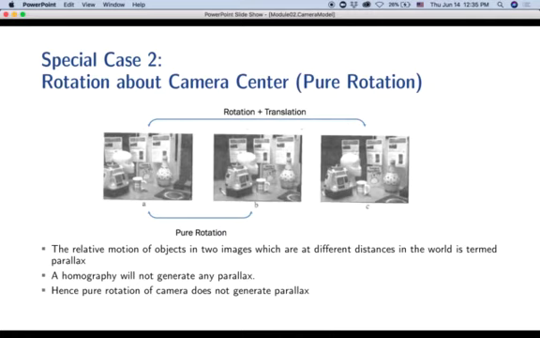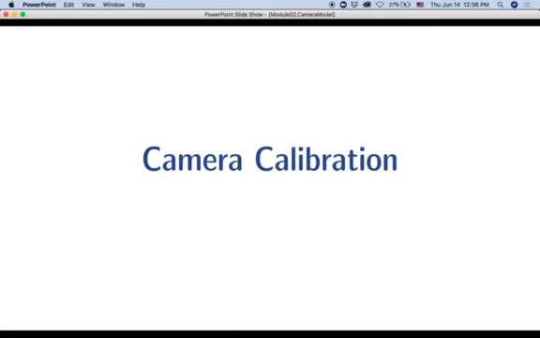All right. So the relative motion of objects in two images which are at different distances in the world is termed as parallax. A homography will not generate any parallax. Hence, a pure rotation camera does not generate a parallax. So the image taken by a purely rotating camera, you can think of it as just like a wider, bigger image. Which is why you are able to make nice panoramas in that case.